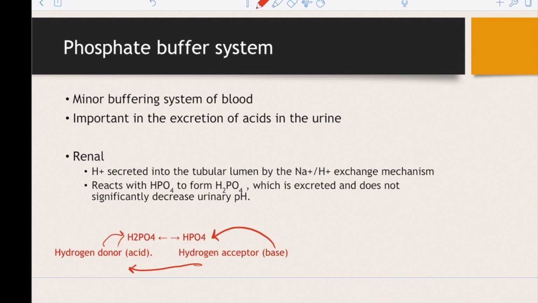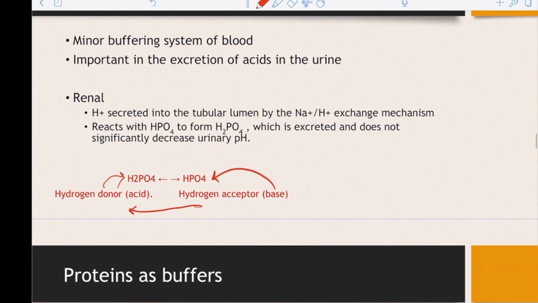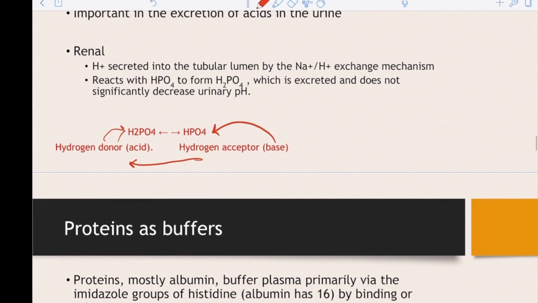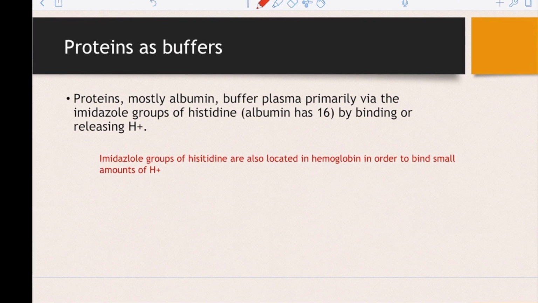This is then excreted, but it doesn't significantly decrease the urinary pH. That's why we say it's just a minor buffering system of the blood. But it does get some of the acids excreted out of the body through the urine. So that's just one way that we can get rid of excess acid in the body, is to excrete it out with the urine. Like I said before, we also have some proteins that are used as buffers.